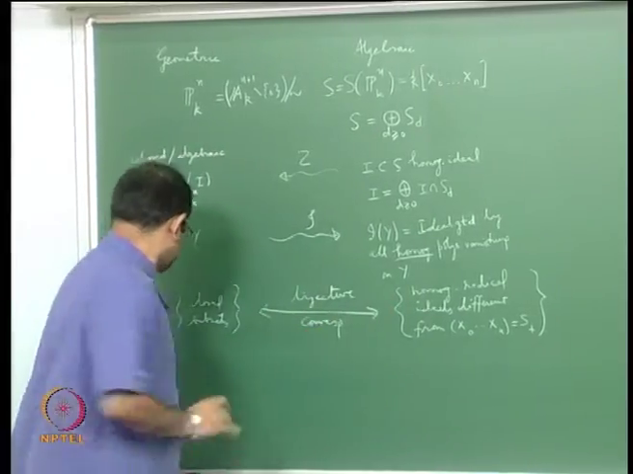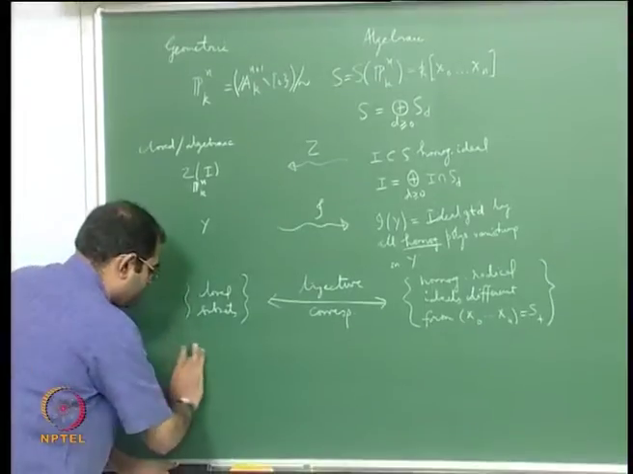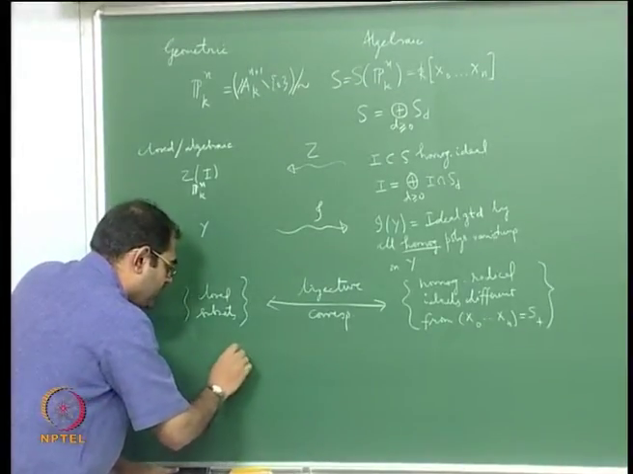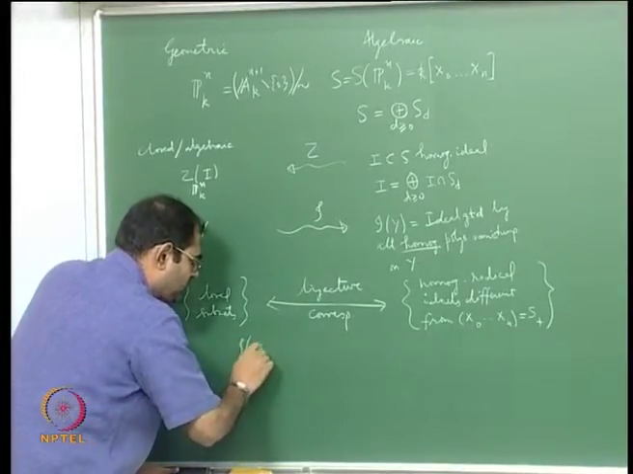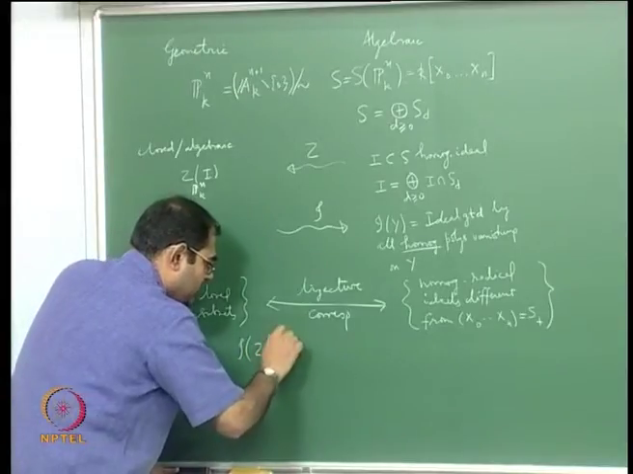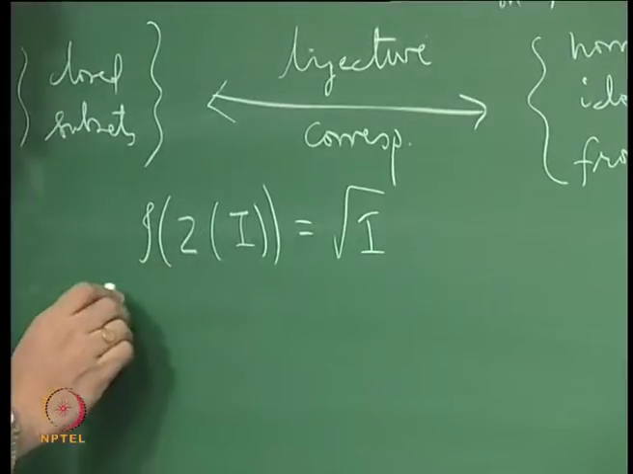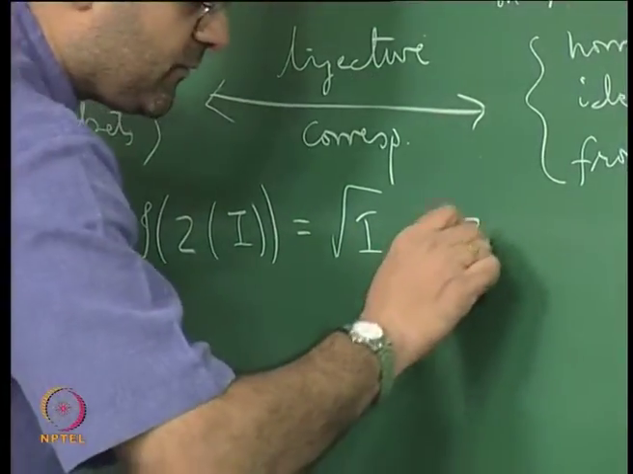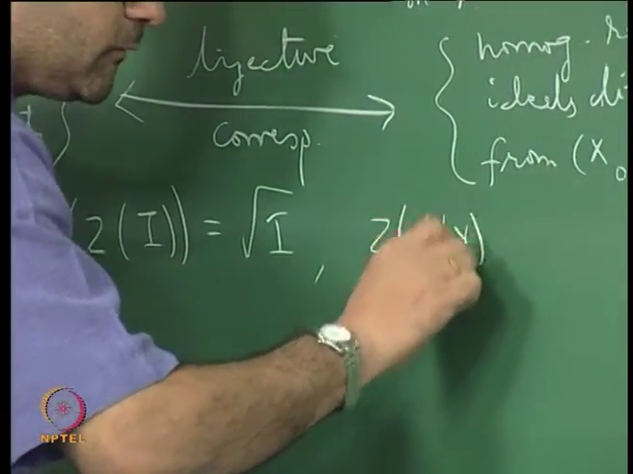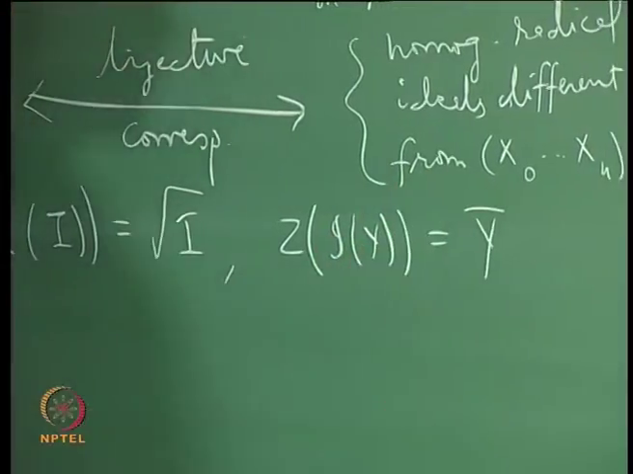So you have this bijective correspondence, and of course we have facts like I of Z of I is the radical of I, and Z of I of Y is the closure of Y, Y bar.